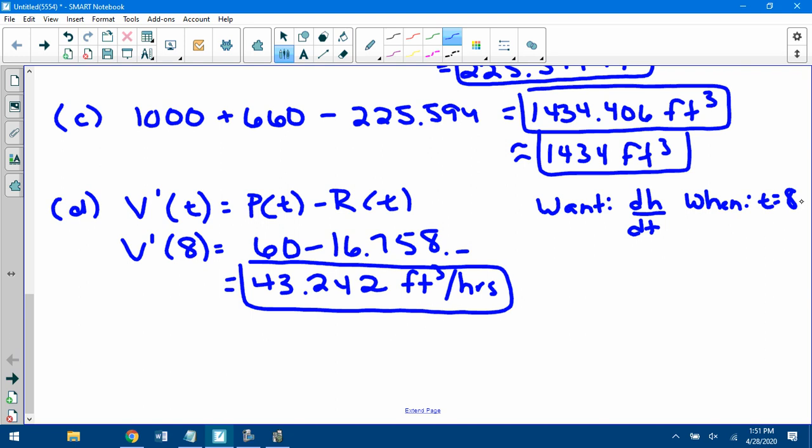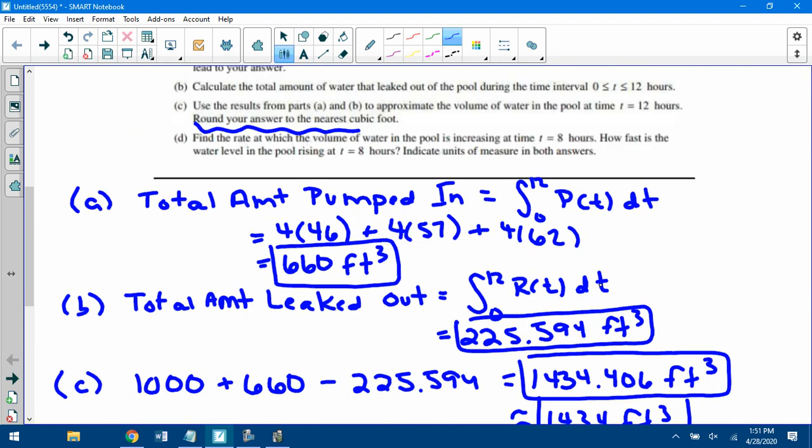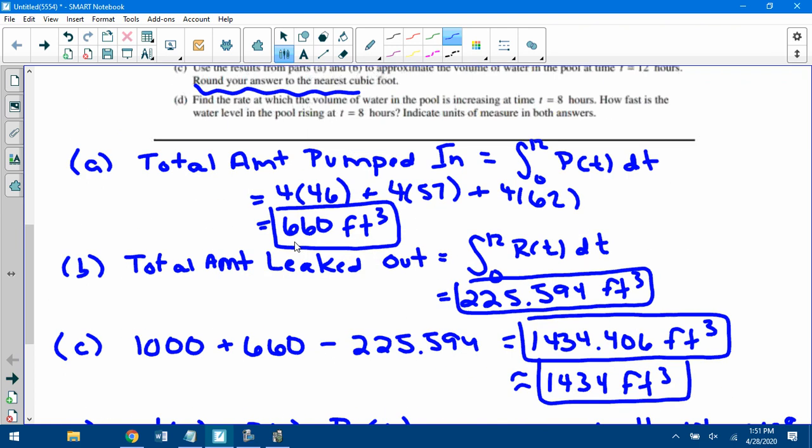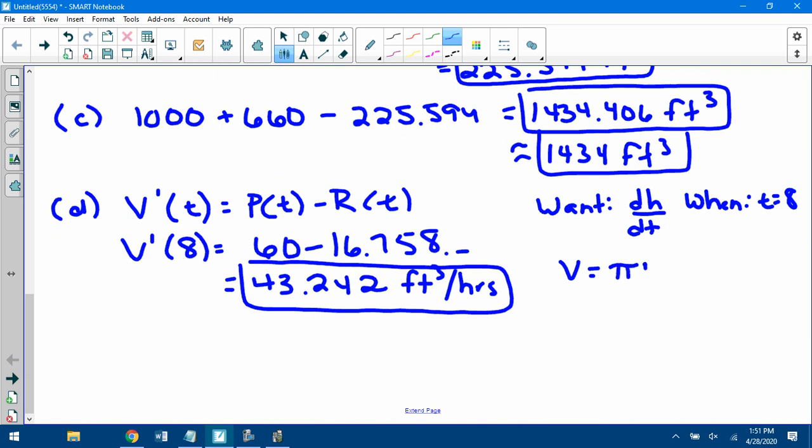Okay, so we've got volume of the water. We don't really have a volume equation. We have the rate that it's changing, but we don't have an equation for the volume. That's why they tell you the volume of a cylinder is pi r squared h. And remember, with related rates, if there's anything that's constant, I'm allowed to plug it in. In the case of a cylinder, the radius is constant. So I can plug in volume equals pi times the radius, which is 12 squared, h. So volume is 144 pi h.